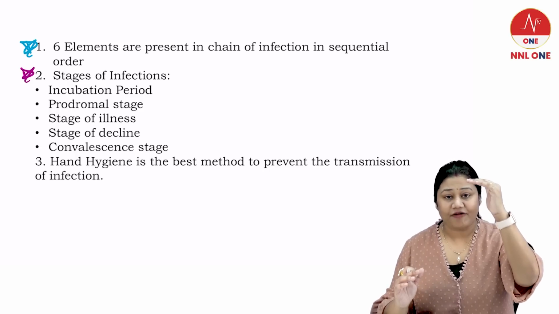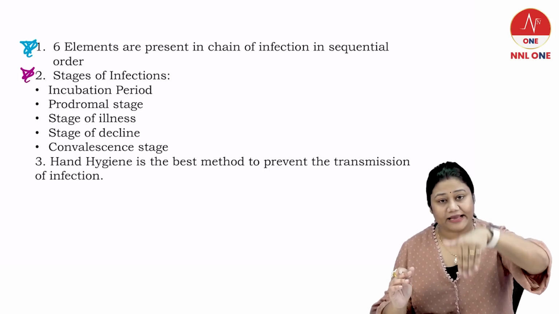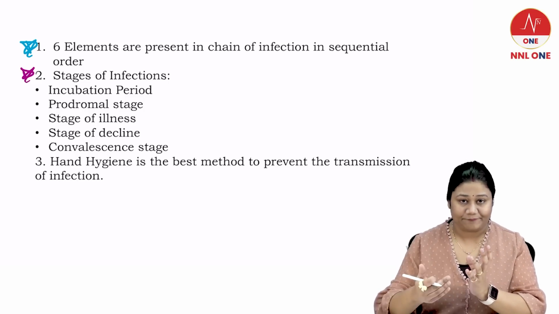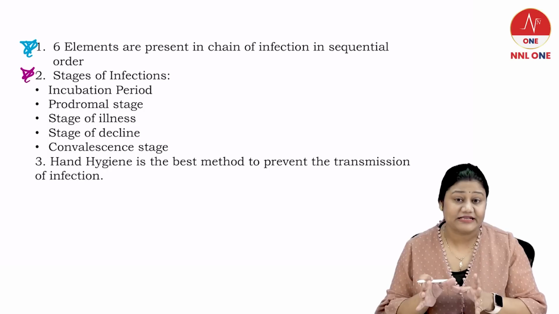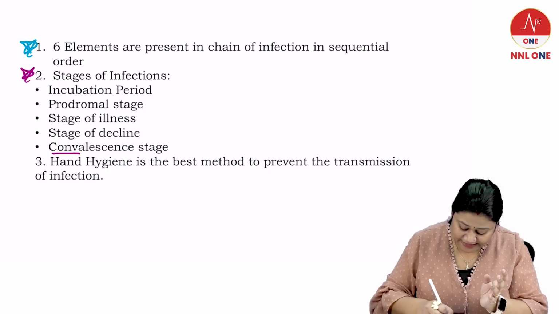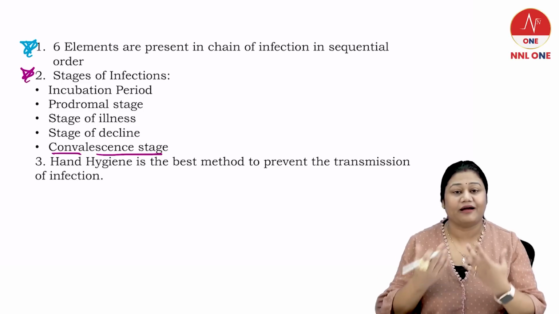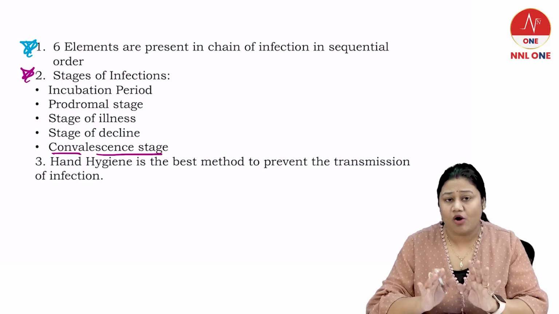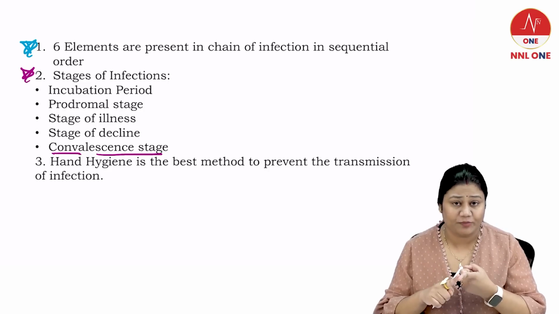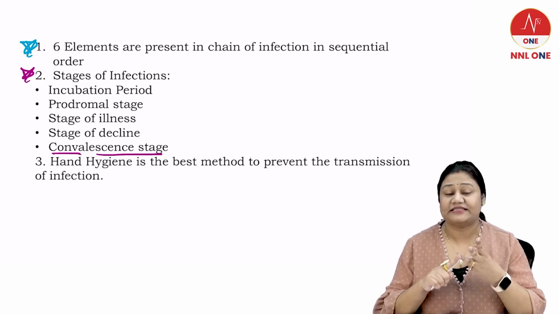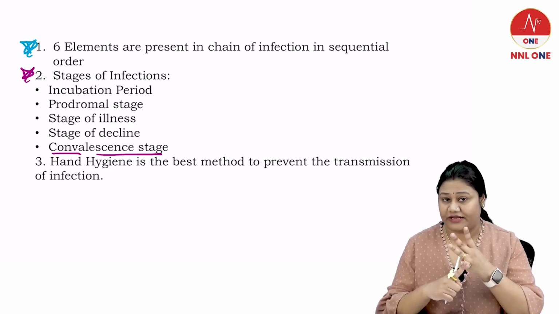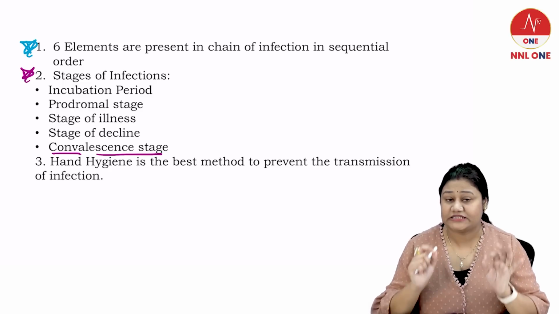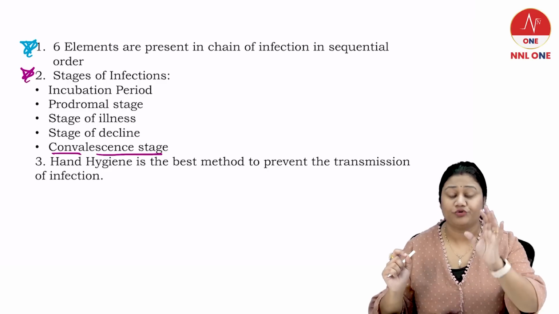Then after the stage of illness comes the decline stage, when the signs and symptoms start declining. Then we move to the stage of convalescence, which is considered the recovery stage, when the signs and symptoms are subsiding. So how many stages are there? First is the incubation stage, prodromal stage, then stage of illness, stage of decline, and the last one is the convalescent stage. So these are 5 stages of infection that we need to revise.